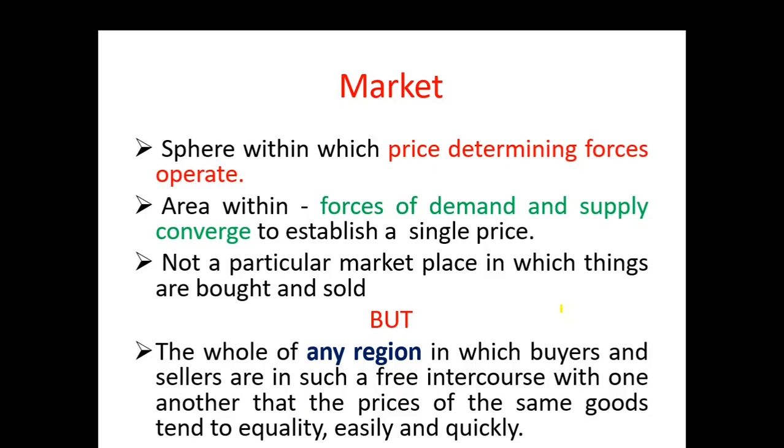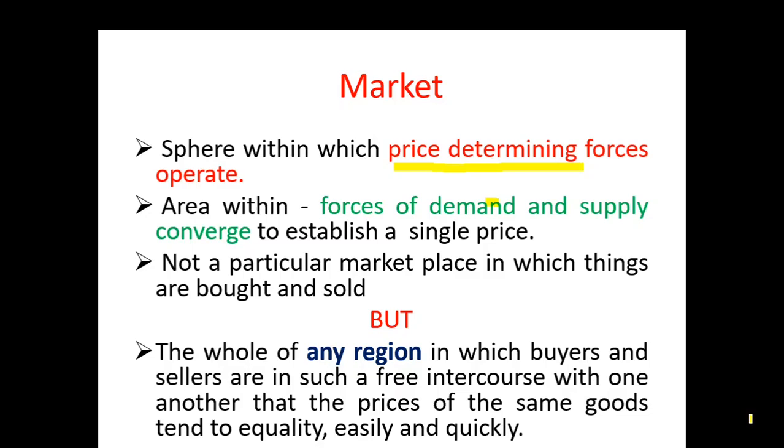Next, coming to the definitions of the market. Market can be considered as a sphere within which the price determination forces operate. Because market is where you supply the things and where demand for things originates. Since both of these are together, it can be said that price determining forces operate in the market, and the area within which the forces of supply and demand converge to establish a single price. In a market there is always a market price. And how does the market price arise? It is due to supply and demand.